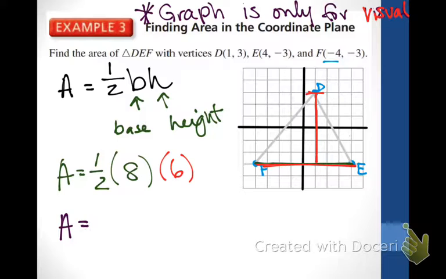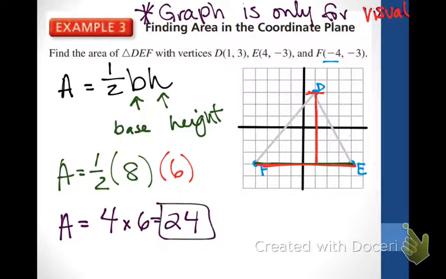Now we just, does it matter what order you multiply in? No. What's 1/2 of 8? 4 times 6 is 24. Is that it? That's it. Hallelujah. That's the answer. You didn't have to use the distance formula. All you needed to know was the base and the height. The base we counted. The height we counted.